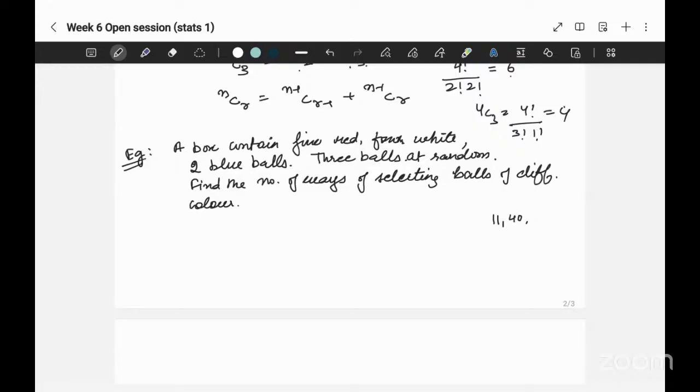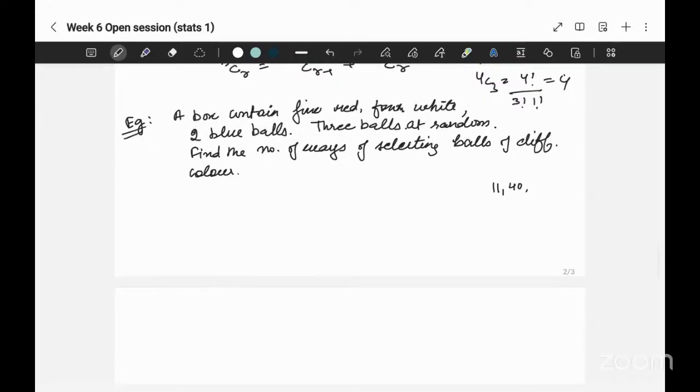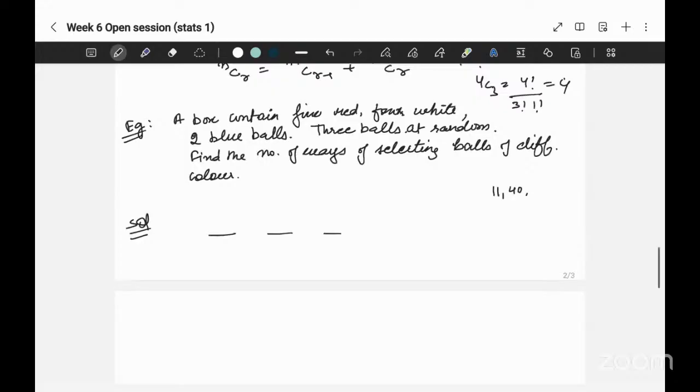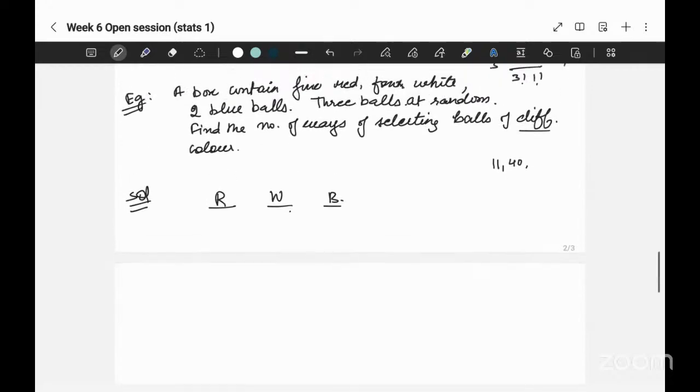Okay, let's see. So a box containing 5 red, 4 white, and 2 blue balls. 3 balls at random. Find the number of ways of selecting balls of different colors. So we have 3 spaces here. We have to select 3 balls, and they should be of different color. So let's say my first ball is red, my second ball is white, and my third ball is blue. In how many ways can I select a red ball?